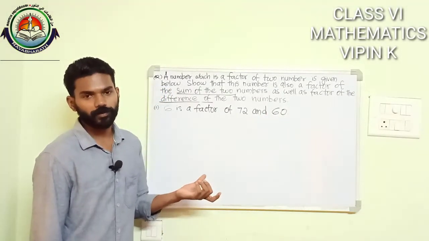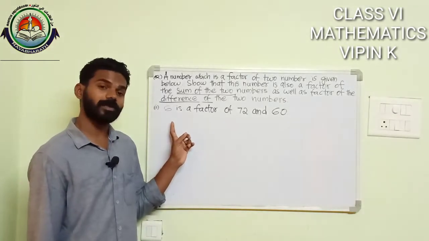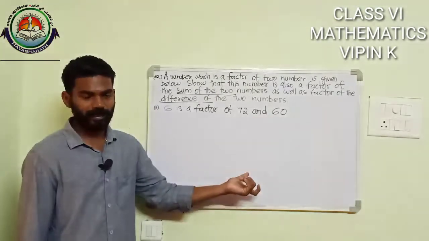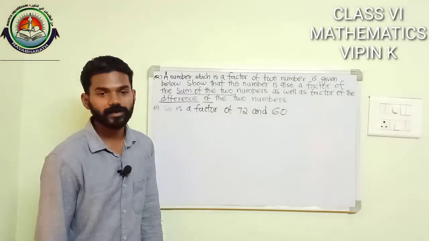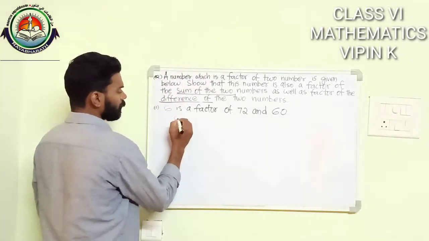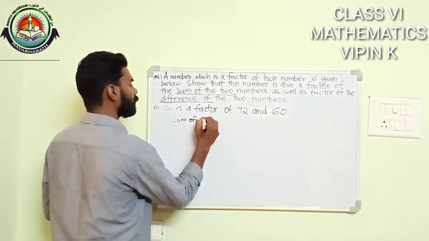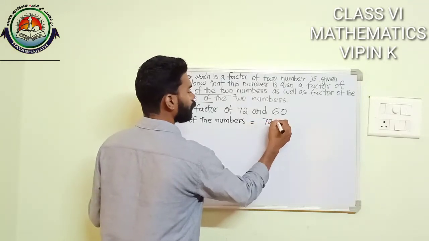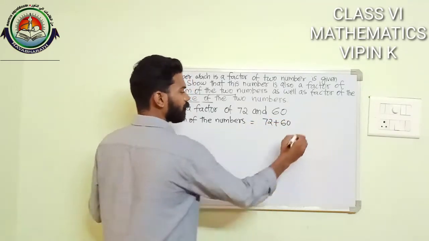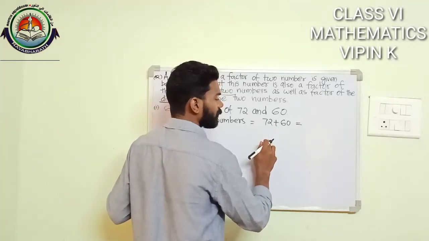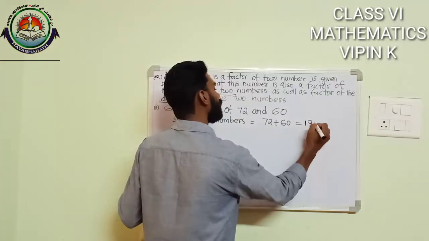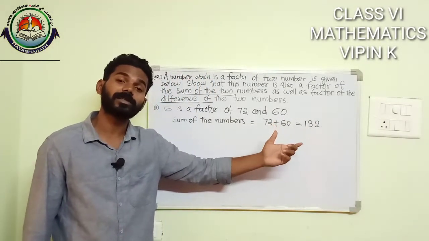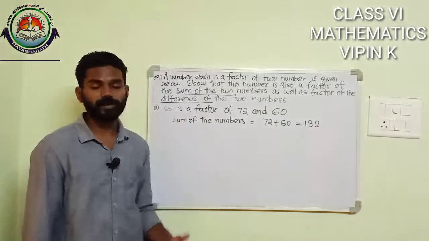So what do we want to show or prove? We want to prove 6 is a factor of both the sum of 72 and 60 as well as the difference of 72 and 60. Okay, so first of all we can consider the sum of the numbers, which would be 72 plus 60, and it would be equal to 132. Okay, now we want to check whether 132 is divisible by 6 or not.